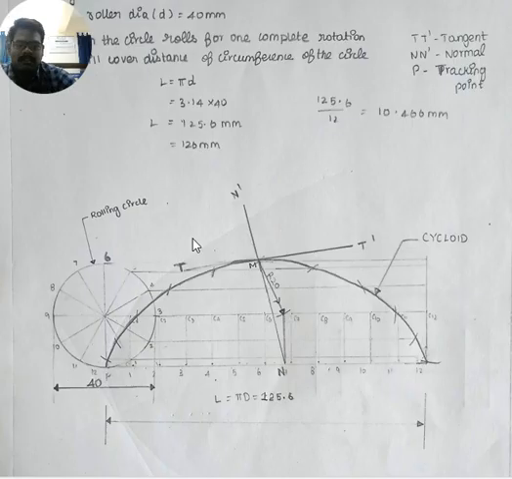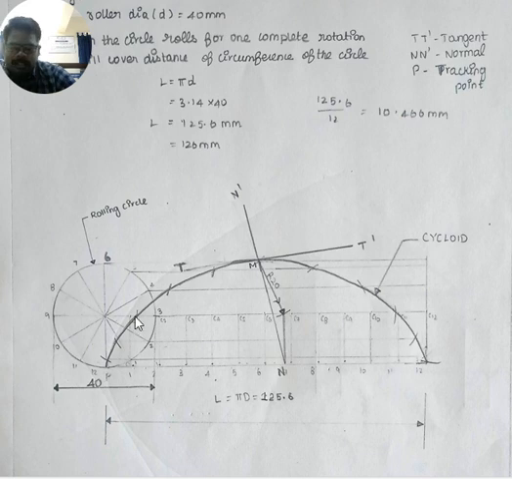Next we are going for the drawing. First draw the circle based on the given data. The roller diameter is 40 mm, so in your compass you have to take 20 mm as the radius. Then rotate the compass, and you will get the 40 mm diameter circle, or 20 mm radius circle.